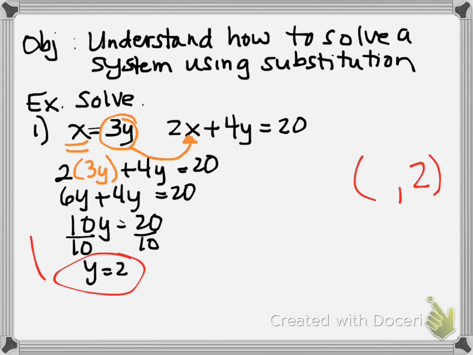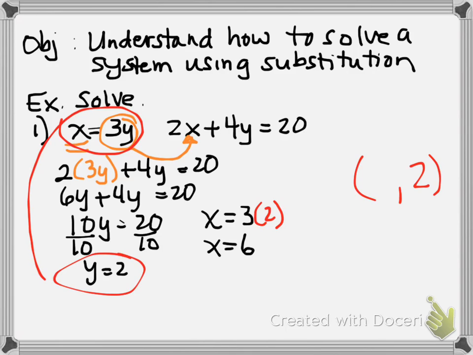So I'm going to take this guy and I'm going to substitute him into this equation. So now that gives me x equals 3 times the y value, and the y value is 2. And I get x equals 6. So that looks like that's my solution. Now I can check it and make sure that it satisfies both equations, which is always a good thing to do. So is 6 equal to 3 times 2? And the answer is yes. So it does satisfy this first equation.